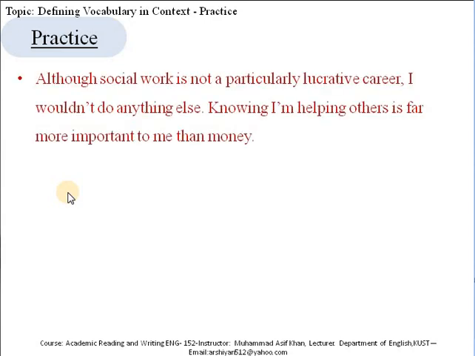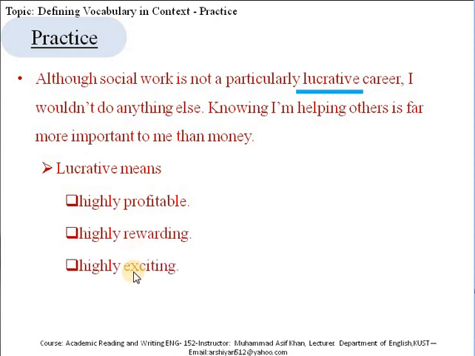And here we have some short passages. You have to read the following passages and determine the meanings of the words from their context. And I will provide the answers immediately after the questions. The first paragraph reads like, although social work is not a particularly lucrative career, I wouldn't do anything else. Knowing I am helping others is far more important to me than money. So lucrative means highly profitable, highly rewarding, and highly exciting.